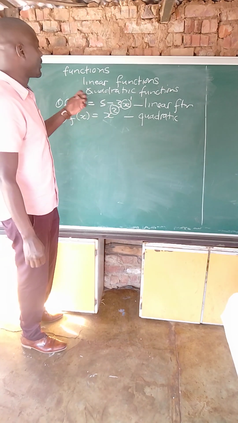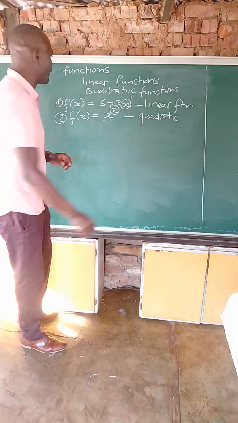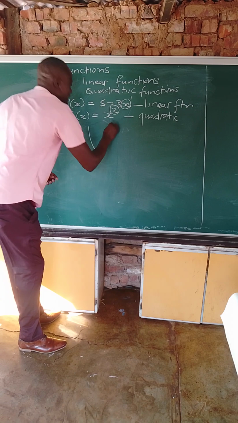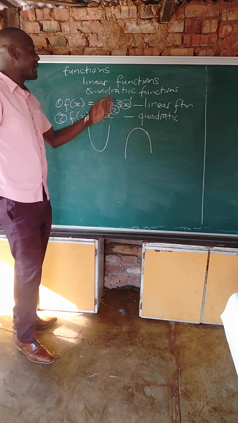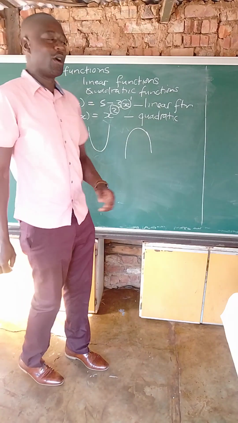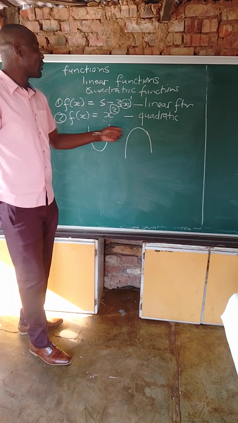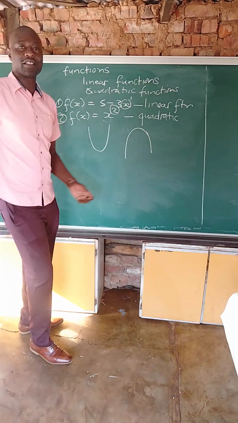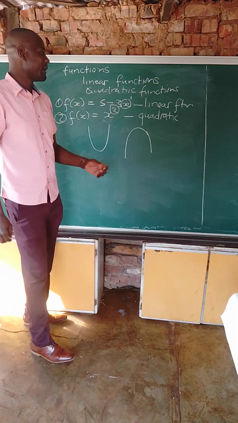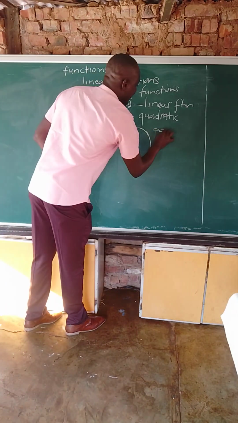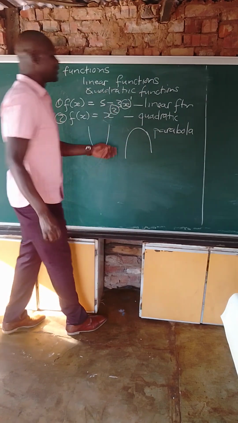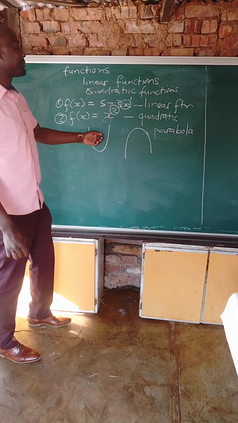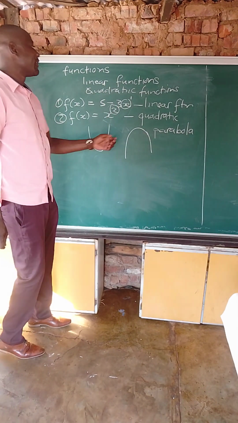It means the graph of a quadratic function, like we said before, will be either like this or like this. It either faces upwards or downwards. So now, what do we call this shape? This is called a parabola. A parabola. So these are the shapes of a quadratic function.